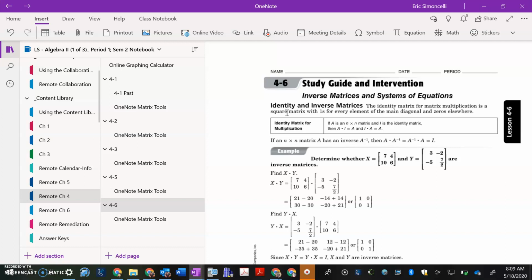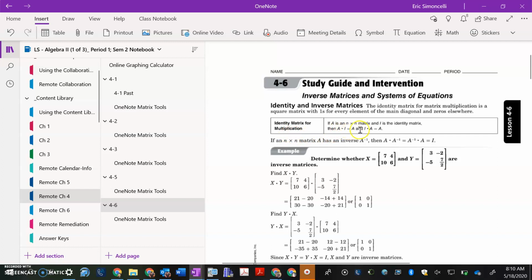In the example below, you're not actually going to see the identity unfold. So what I'm going to do is use the identity in a verification process manner, while the inverse of a matrix will be something you see quite regularly. The identity matrix for matrix multiplication is a square matrix with ones for every element of the main diagonal and zeros elsewhere. And it could be any square matrix. It doesn't have to be a 2 by 2, 3 by 3, 4 by 4.